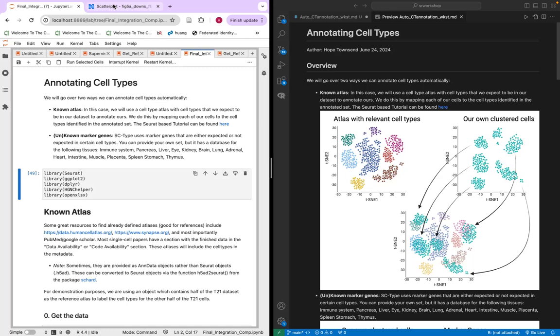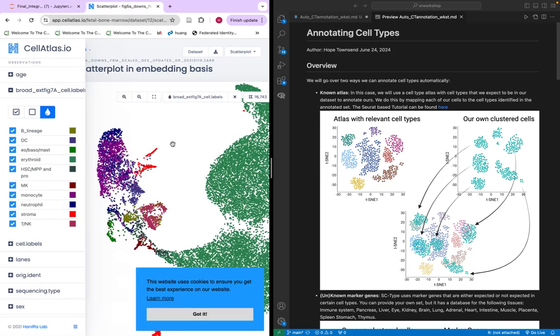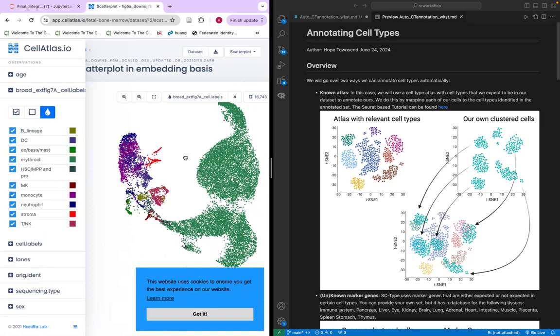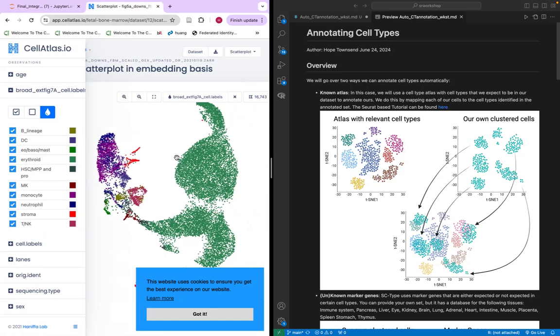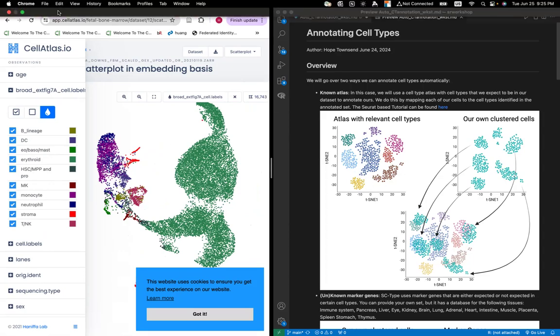So to give you an idea of what an atlas would look like, this is an example of an atlas where they already provided the UMAP, which is just a lower dimensional representation of the data set that we're actually going to go over in the rest of this video. And so they've already annotated everything so that we can take our data set and map it and see where it clusters similarly.